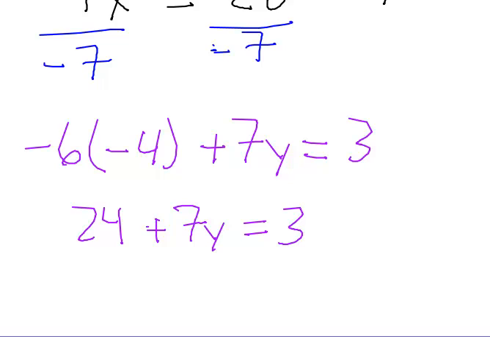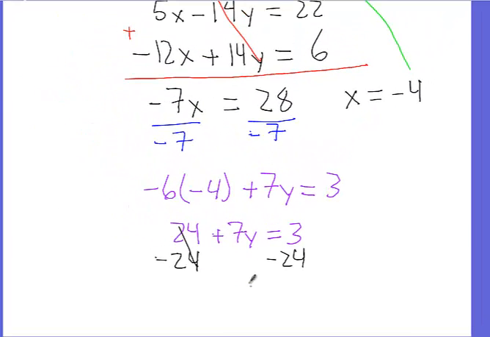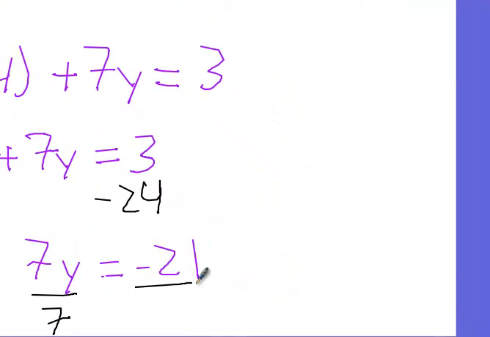equals 3. All right, we want to get 7y alone, so I subtract 24 from both sides. And we're going to get 7y equals negative 21. All right, last but not least, we want to get y alone, so we divide both sides by 7. And you are going to get y is equal to negative 3.